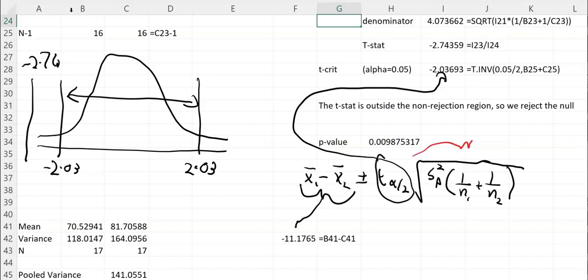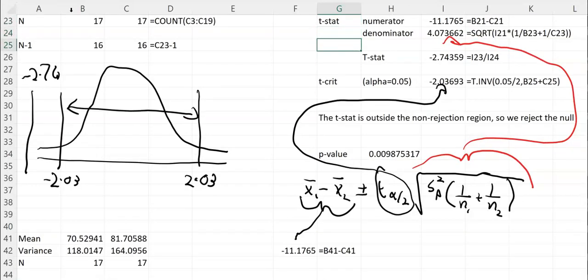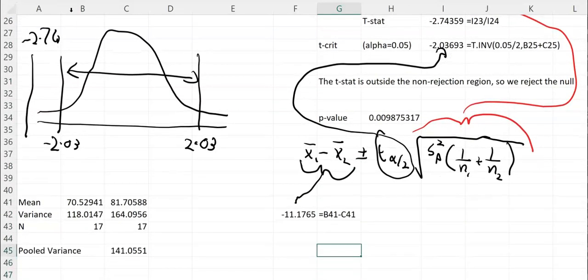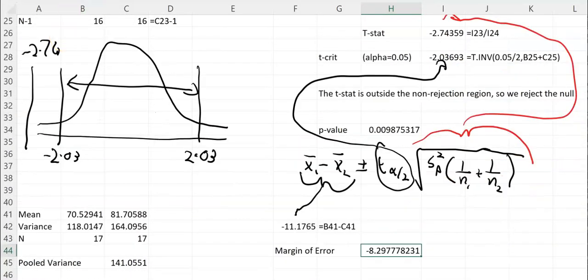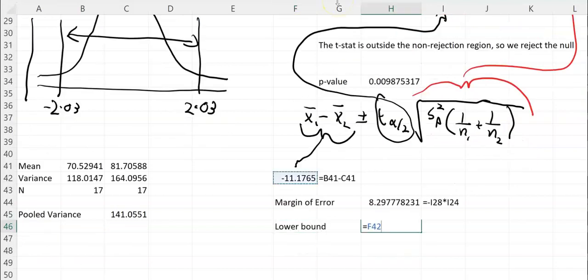The next part is the square root of the pooled variance times 1 over n1 plus 1 over n2. This number is actually going to be the denominator from the values that we calculated when we calculated the t-stat. So now I can find the margin of error, which is going to be the t critical value times that denominator that I calculated before. Let me just put a negative in front so that our margin of error comes out to be positive. Lower bound: negative 11 minus the margin of error, and the upper bound is going to be negative 11 plus the margin of error.